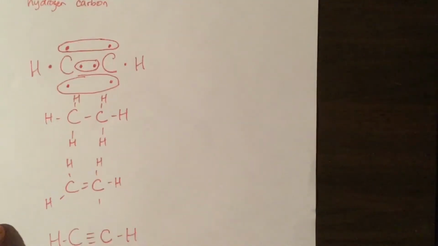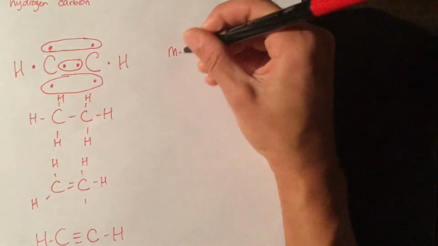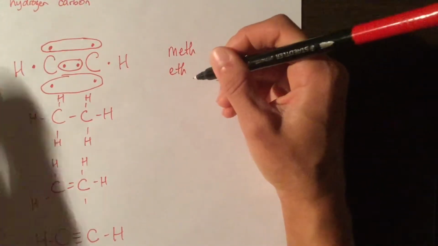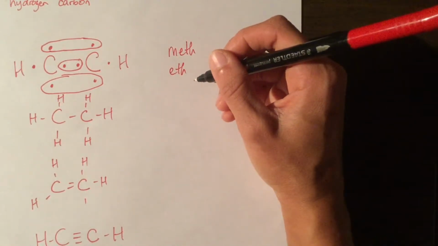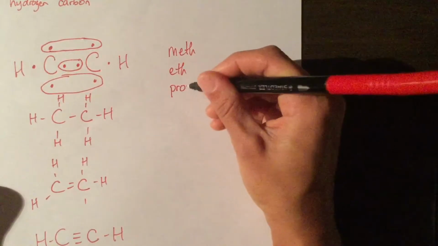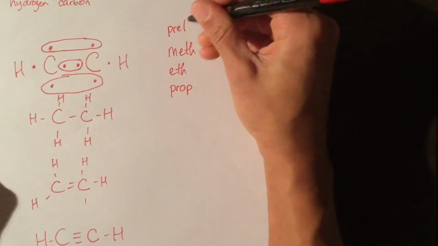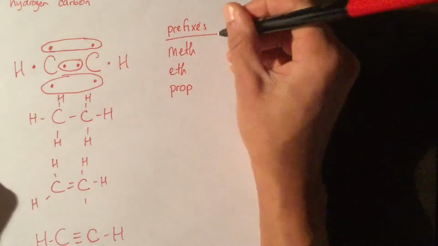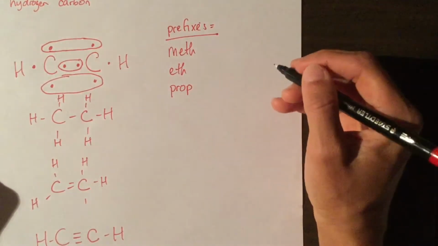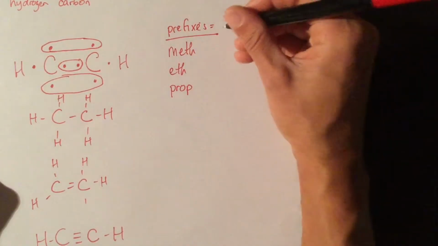So something that I want to make sure that you copy down and you have a list of. Some of these things might look a little bit familiar if you remember anything to do with naming previously. Other things might be a little bit less familiar. So we talk about these as prefixes. And these are things that we put in front of our name to show how many carbons we're talking about.